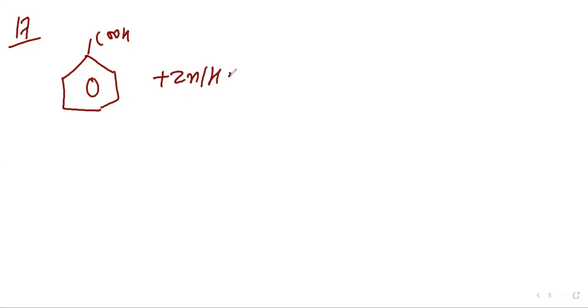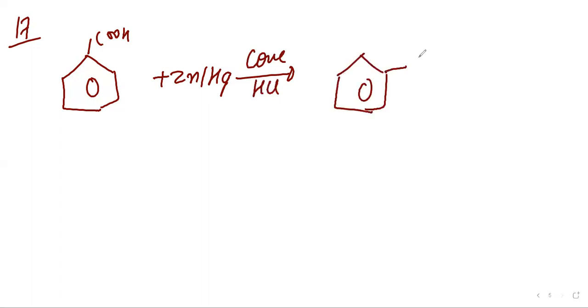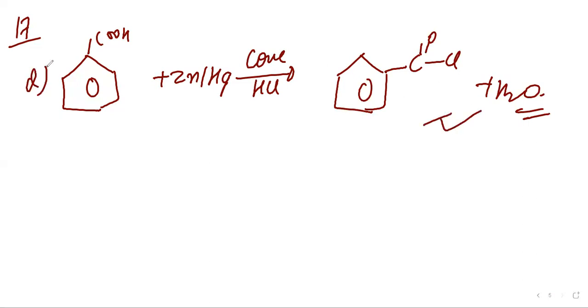So all options are given, but I will tell here. Suppose I am taking benzoic acid, one option is given, benzoic acid, COOH. When it reacts with zinc amalgam in presence of conc HCl, it forms acyl chloride, C double bond O Cl, and formation of water is done. So it is not used in the formation of benzaldehyde, right? This is your option D.